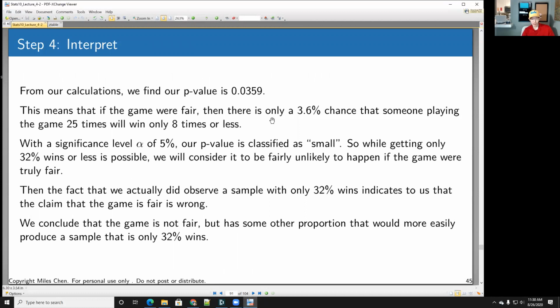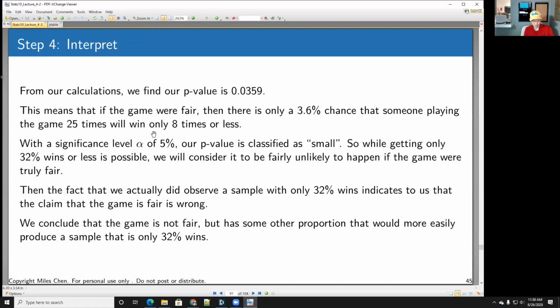If the game were fair, there's only a 3.6% chance that someone playing would win only 8 times or less. When we drew this kind of arbitrary line in the sand, we said if it comes in less than 5%, we're going to classify our p-value as small. Technically it is possible to win only 8 games or less by random chance, but 3.6% is low enough that I'm going to say I don't think it was bad luck. I could be one of those unlucky 3.6% of people, but I don't think so. Instead, I'm going to think that the game was rigged.